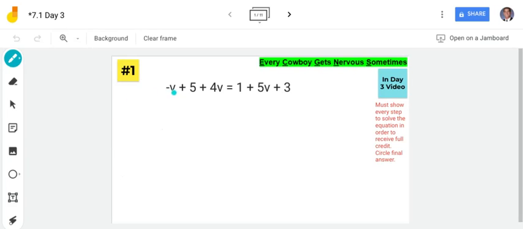Okay, number one, I have negative v plus 5 plus 4v equals 1 plus 5v plus 3. I want to solve this equation for v. So I follow the 5 steps to solve equations.